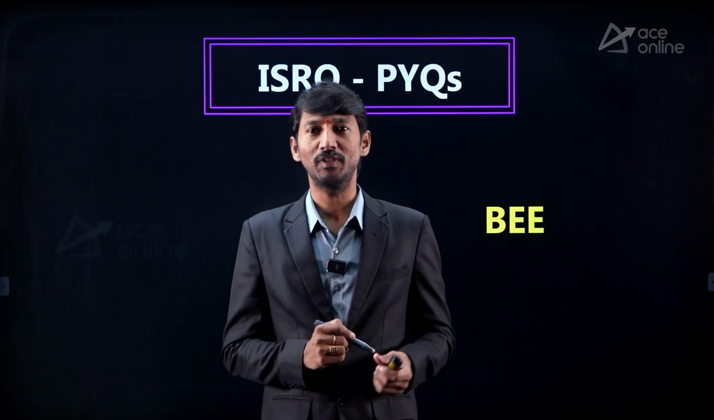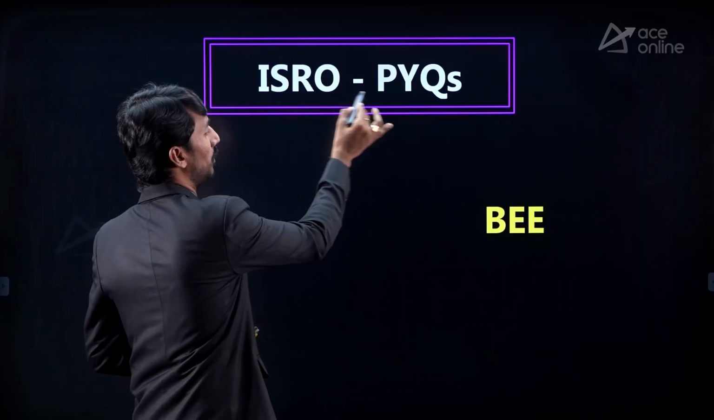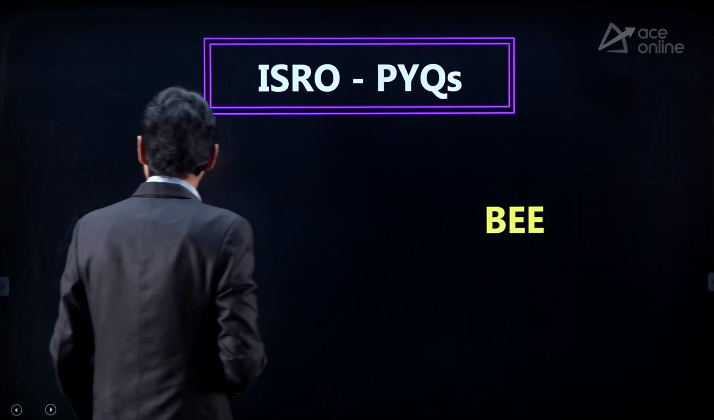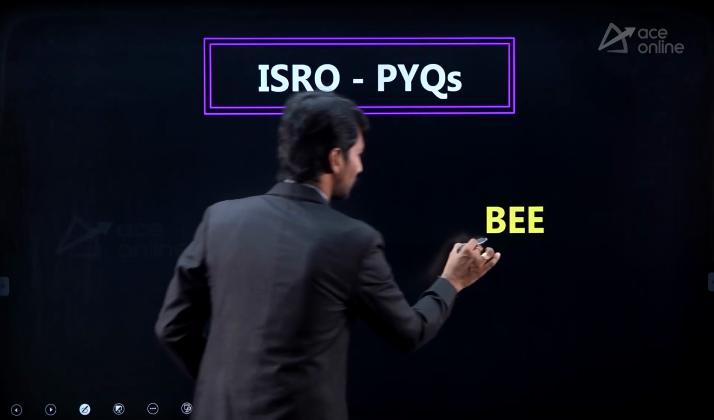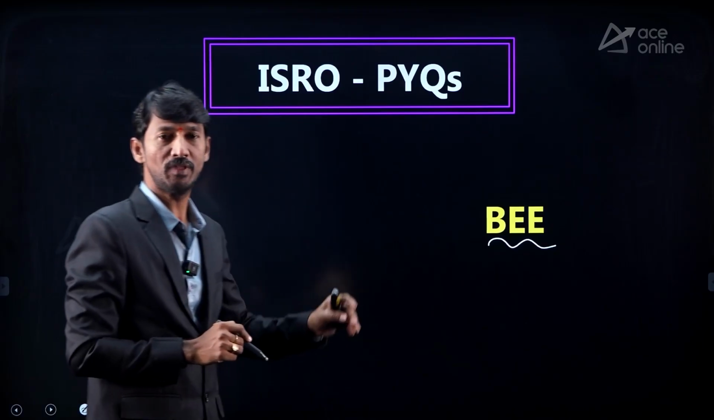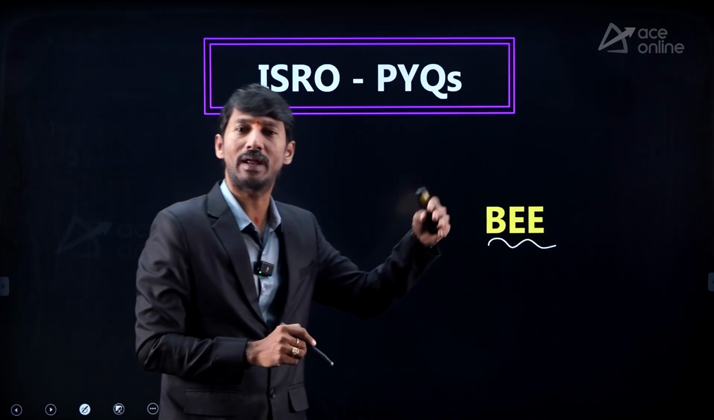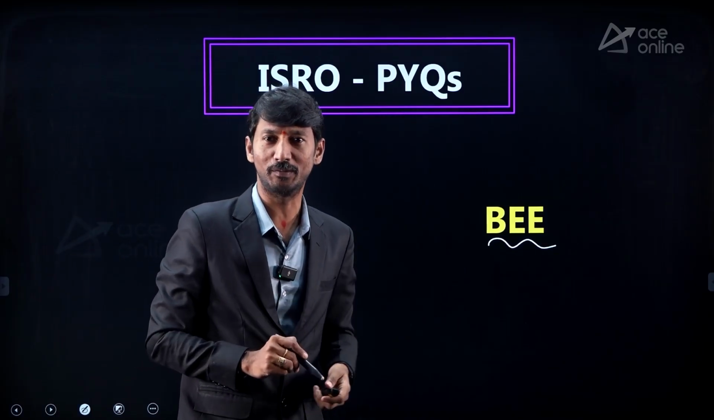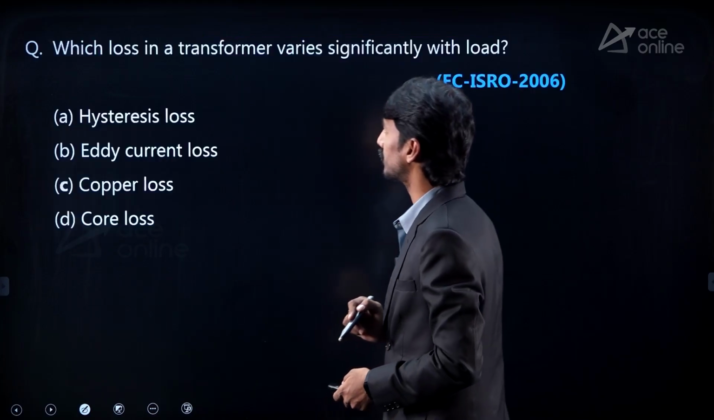In this session, we are going to have ISRO PYQs from the subject called Basic Electrical Engineering. I am taking PYQs as well as some practice questions. Both kinds of questions I am going to take. Here is the first question.